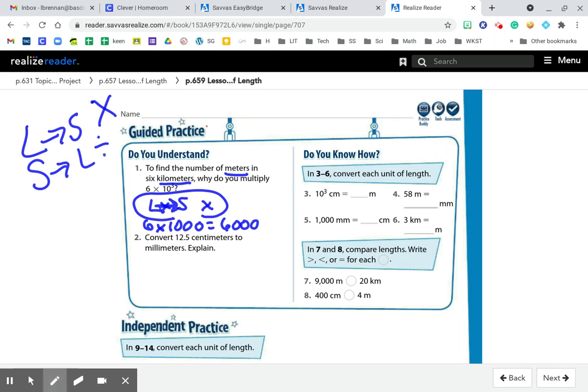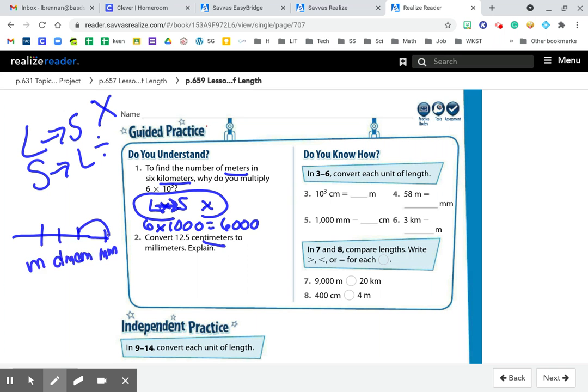Convert 12.5 centimeters to millimeters. And remember our chart on the other page. We had the meter here. We had the decimeter here. We had the centimeter here. And we had the millimeter here. So we're going to go from centimeters right here to millimeters.